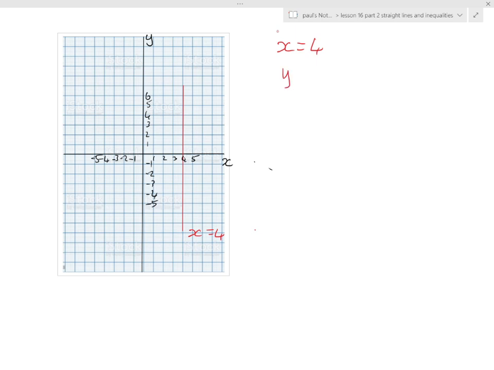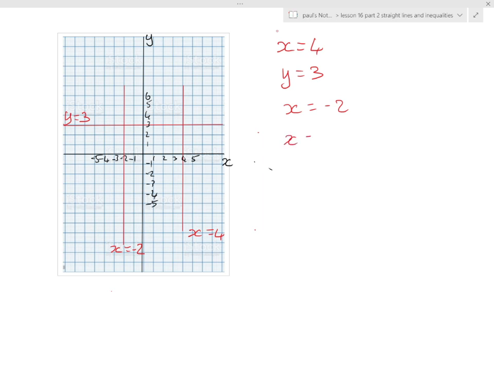How about y equals 3? So we need to be on the 3 for the y, and we just draw that straight across. And this one is y equals 3. Now it doesn't matter whether this is x equals minus 2, because for that one we would just have the minus 2 on the x. So this would be x equals minus 2. So there's the nice straight ones.